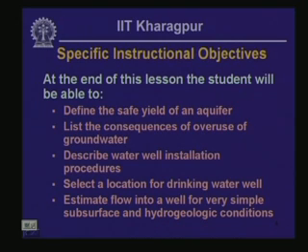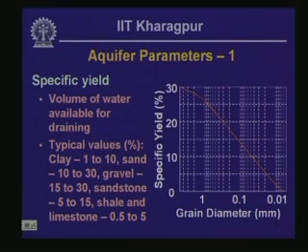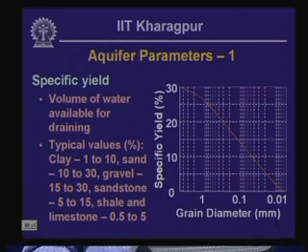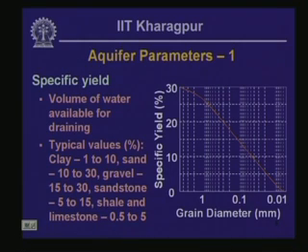Now these are the objectives of this particular lesson, and first of all we begin with a few definitions that are going to get us through to the end of this particular lesson. The first concept that I want to introduce is that of specific yield. And what is meant by specific yield is that it is the volume of water available for draining. So in a sense it is a measure of the groundwater that can be tapped from an aquifer.